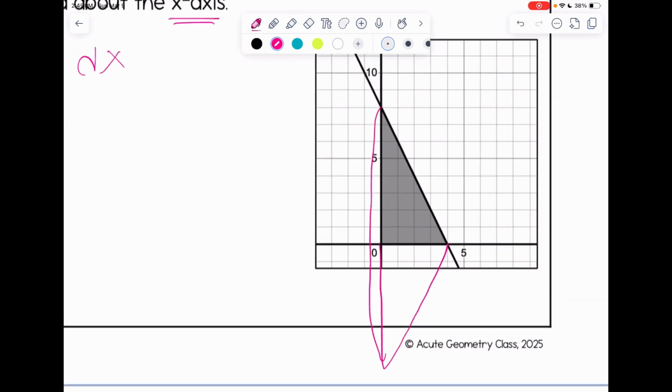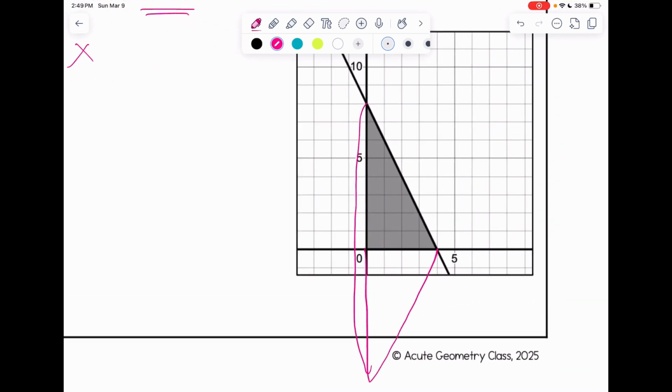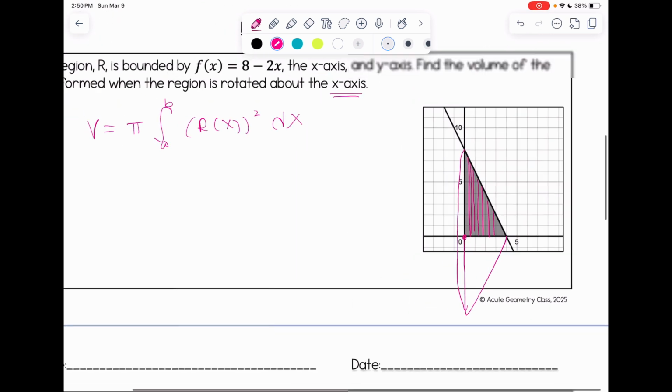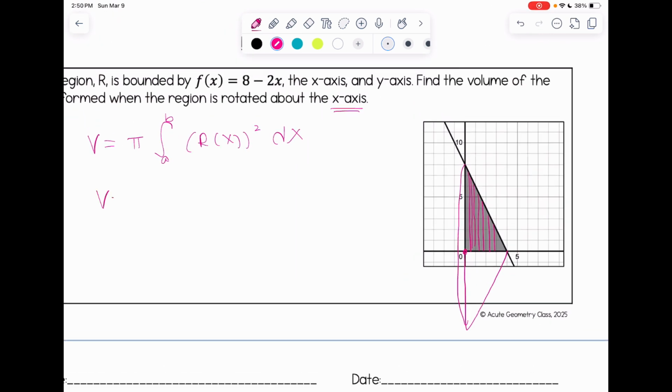Now the radius, if I go back to my picture here, this is basically the center. So the radius is the distance from the upper function to the lower function. Imagine all of these little disks in here that I'm drawing. I'm drawing the radii of the disks. When I plug in here, the radius goes from 8 minus 2x to the x-axis, which is 0, squared dx.